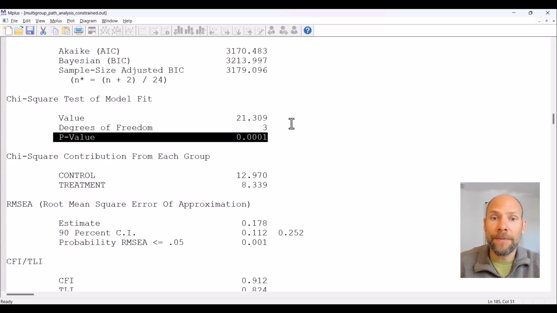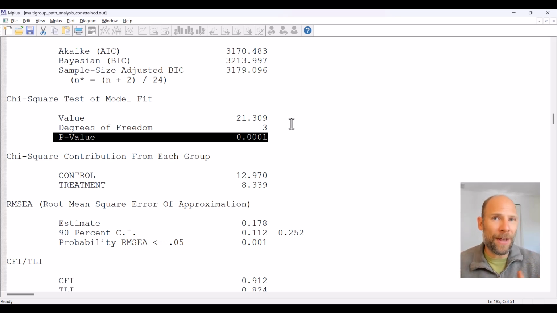This means that the model is rejected. So this path model with A, B, and C paths set equal across the groups does not fit well. And the chi-square test shows us this. It's a significant chi-square value, which indicates a discrepancy between the observed data and what we specified in our model. So this indicates that either the A or the B or the C path, or 2 of them, or all 3 of them are different across groups.